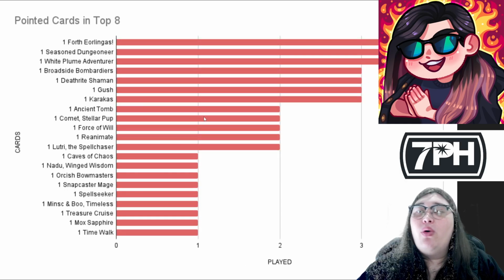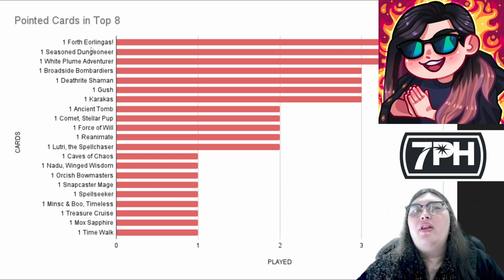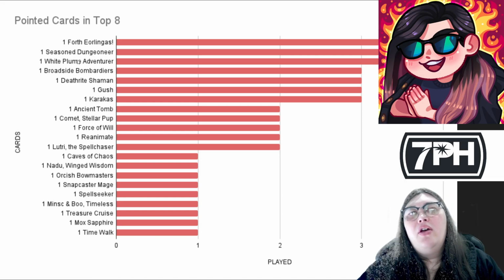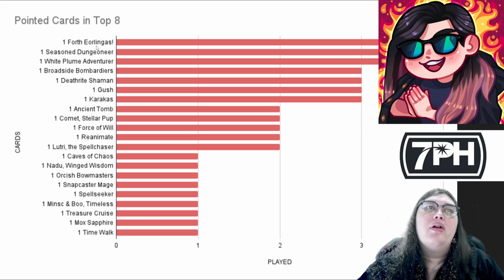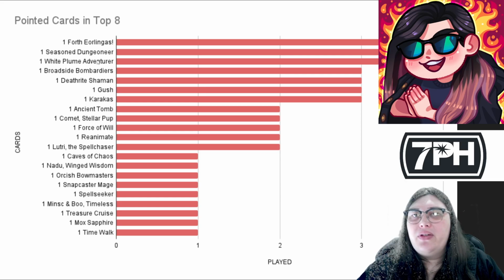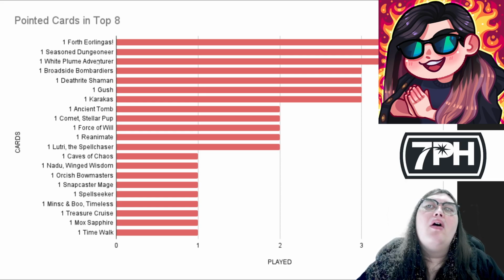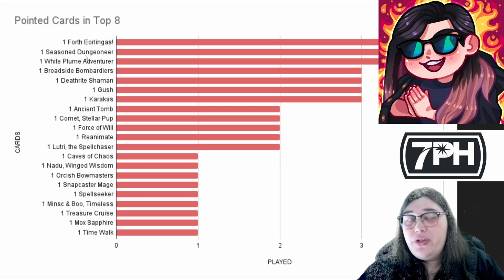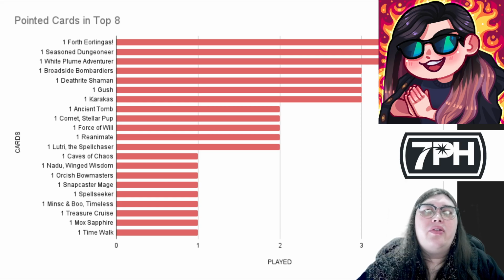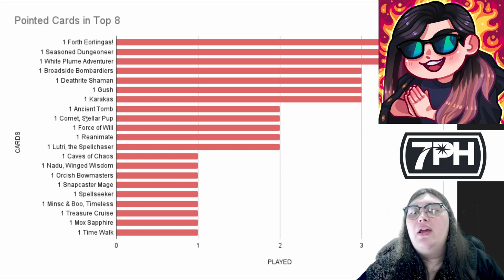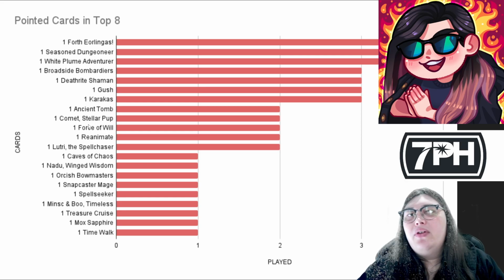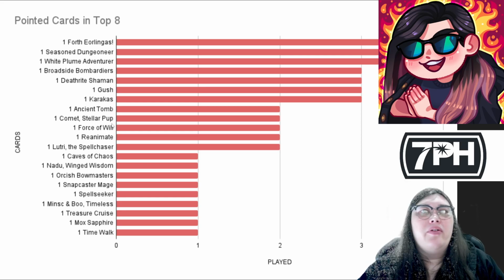Here we have the pointed cards in top 8 and their count. So in top 8, out of a possible 8 copies, there were 4 copies of Fourth Earlingus, 4 copies of Seasoned Dungeoneer, 4 copies of White Plume Adventurer. So these 3 cards have the highest conversion for top 8. And as you can see here, there are several other cards. Any cards that didn't appear in top 8 will not appear on this graph, obviously.